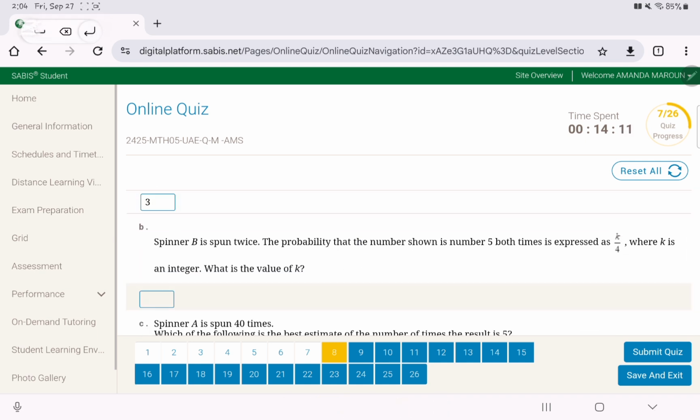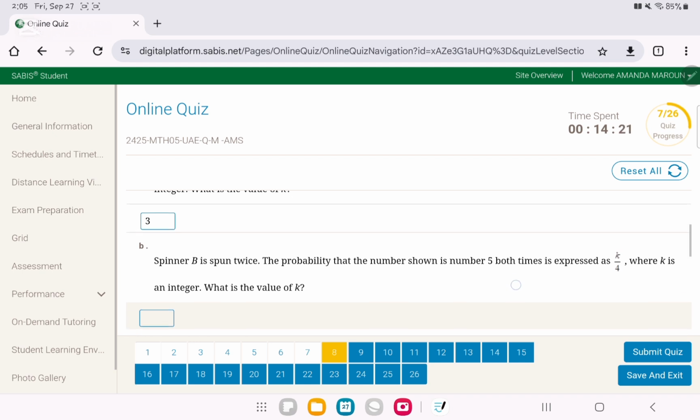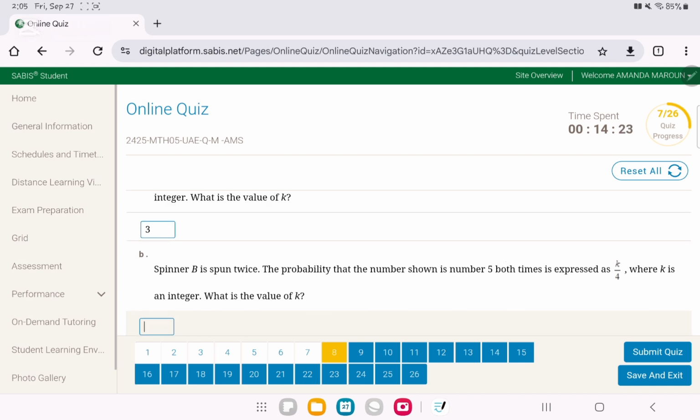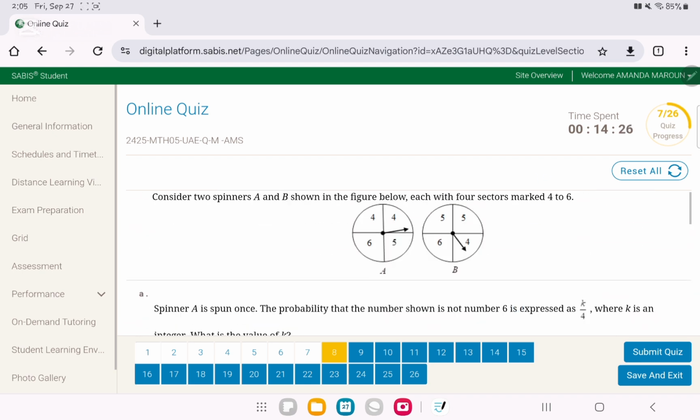Now spinner B is spun twice. The probability that the number shown is 5 both times is expressed as k over 4, where k is an integer. Okay, it is spun twice, yes? And this is spinner B. So it's spun 1, 2. Then they need the probability that the answer is 5 both times. So what's the probability that it is the first time 5? It is 2 out of the total, which is 4. And the second time is also 2 out of 4.